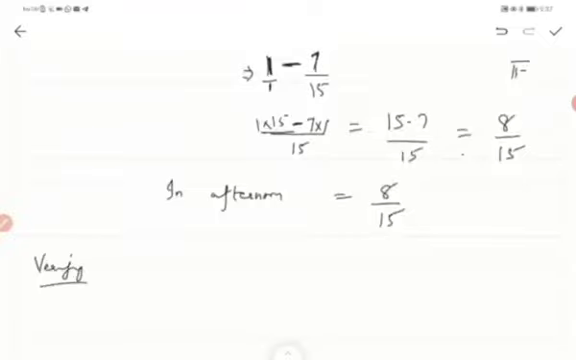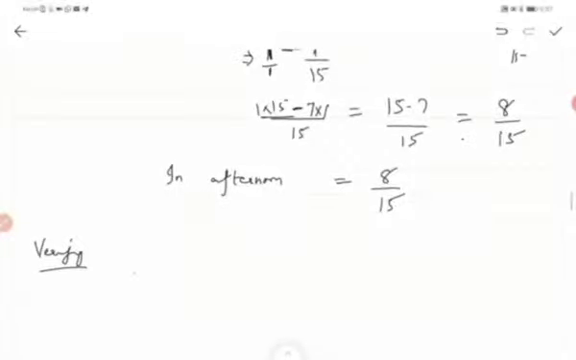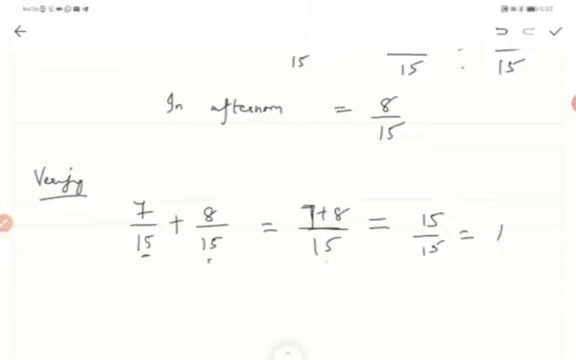In the morning she ate 7 by 15, plus in the afternoon she ate 8 by 15 of the cake. So it will be 7 plus 8. Denominators are equal, so I will add the numerators, 7 plus 8. This will be 15 by 15, which is equal to 1. So the whole cake is eaten.